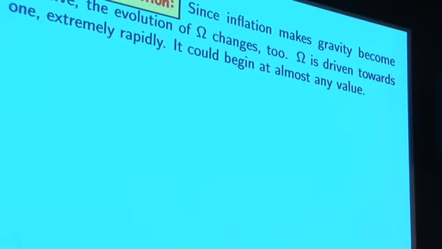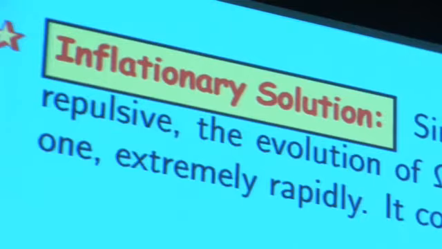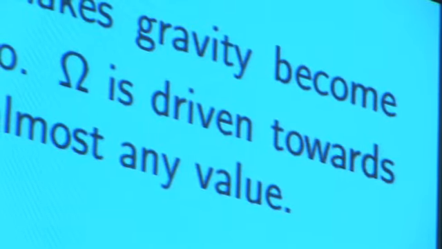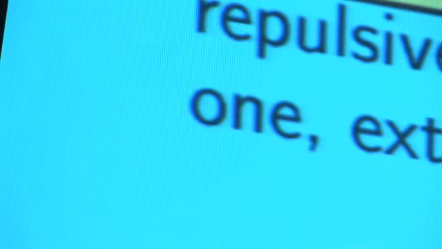The inflationary model solves that because during inflation, gravity behaves very differently. It behaves repulsively, and that turns all kinds of things around. And in particular, it turns around the behavior of omega. So instead of omega being driven away from 1, during inflation, omega is driven towards 1. And it's driven towards 1 with incredible rapidity.